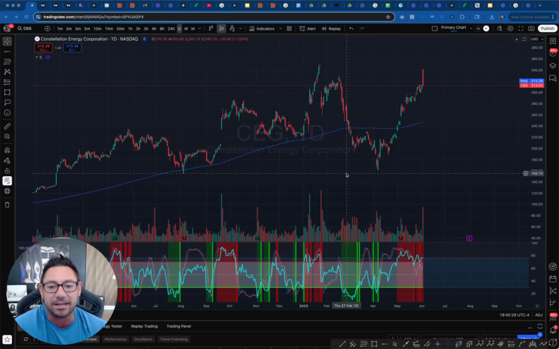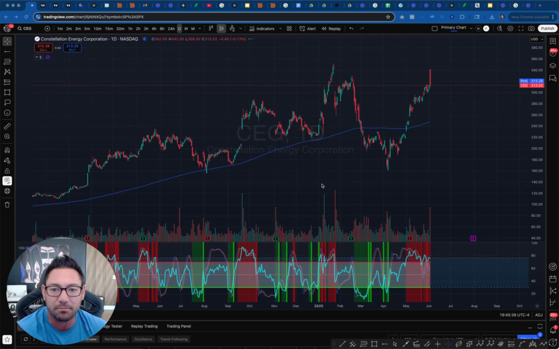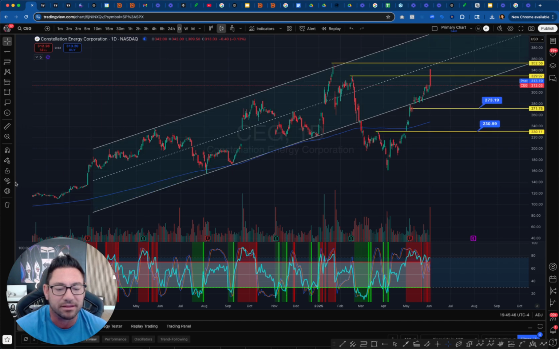Today, we're going to be taking a look at Constellation Energy Corporation, ticker symbol CEG. So I'm going to reapply some of the drawings I had, and we're going to look at it. We're going to start by looking at it in the daily view, but then I want to take you into the 24-hour view. So the daily view, let me reapply these drawings.